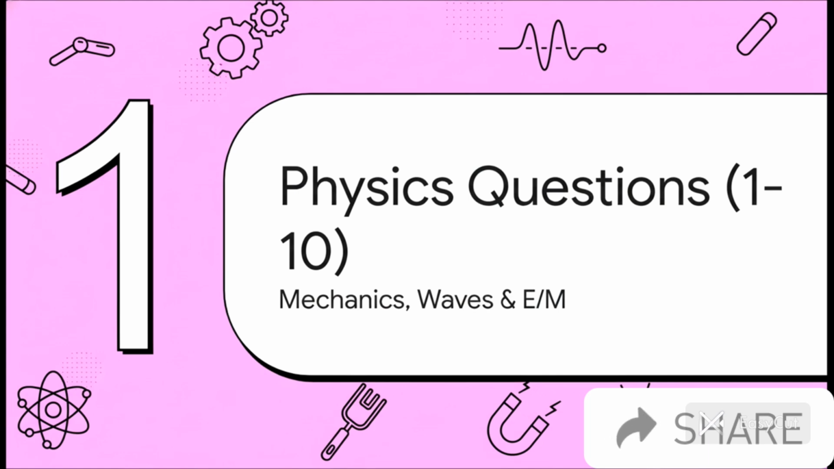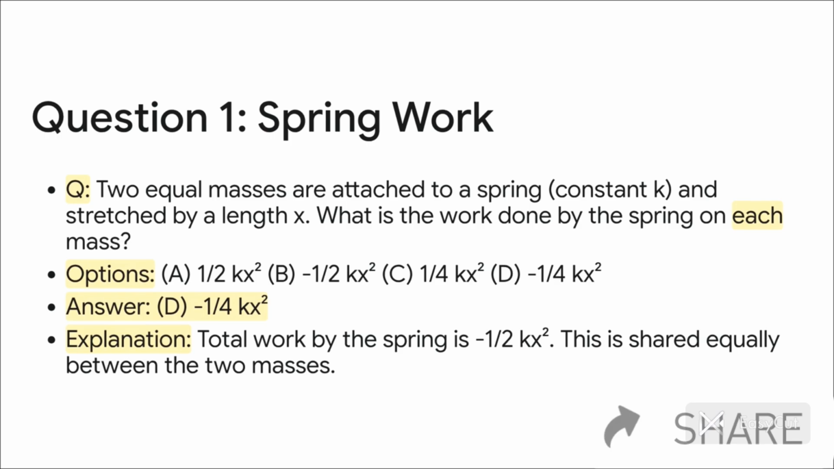These first few questions are really going to check our understanding of the basics. Mechanics, waves, and a bit of electricity. Ready for the first one? Question number 1. So we've got two equal masses on a spring, and they're stretched out by a length x. The question is, what's the work done by the spring on each one of the masses?